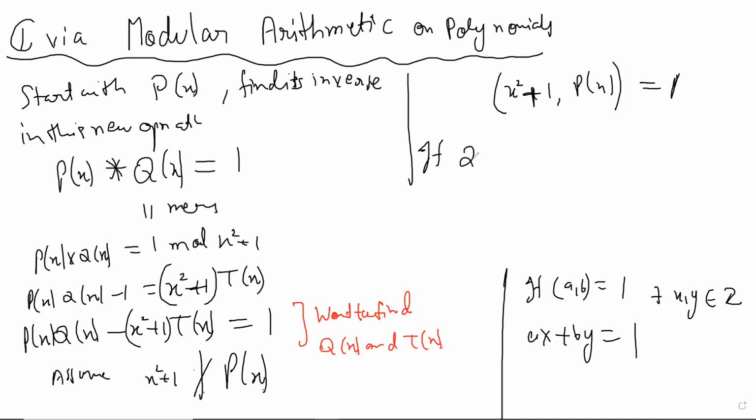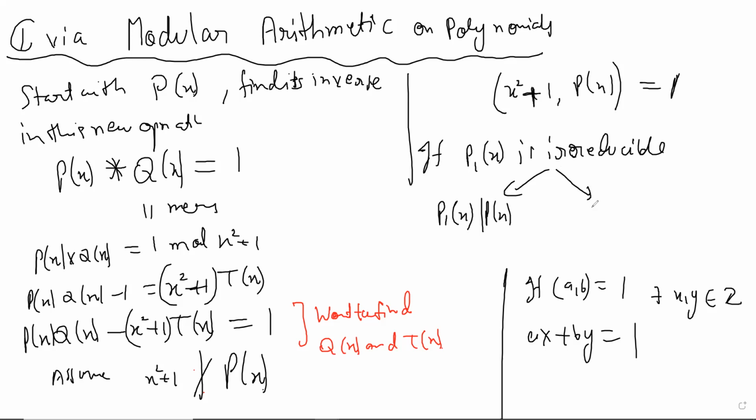If p1(x) is irreducible, it means it's like a prime, right? Then either p1(x) will divide p(x), meaning that all the roots of p1(x) are there with p(x), or the GCD will be 1. Okay? Only these two are the cases. Yeah, at least intuitively you can understand.